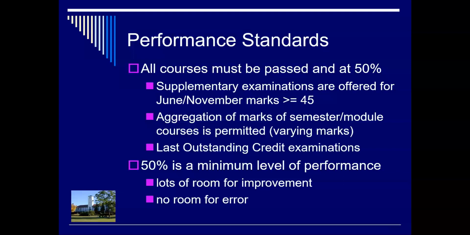As far as the pass mark is concerned, 50% is the minimum level of performance to be deemed to have passed the course. And my advice is don't target getting 50%. First of all, there's lots of room for improvement from a 50. But most importantly, if you're targeting 50%, there's absolutely no room for error. There's no margin for error. If you have a bad day, you'll get less than 50%, and unfortunately, you'll fail. If you're targeting 65 or 70% for your courses, and you have a bad day, then maybe you'll get 60 or 55%, but you'll still pass. So my advice to you is always target as good a mark as possible and never target 50%.